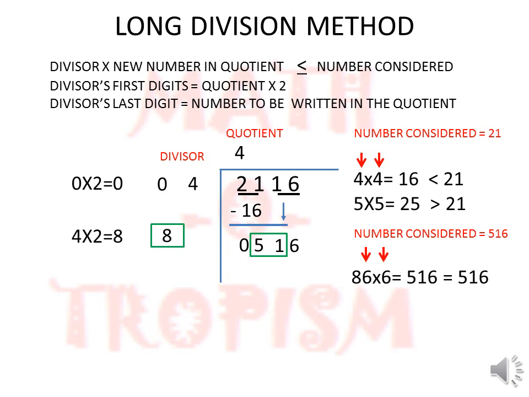So I will try 86 into 6 because I have to put both the quotient and the divisor's last digit as the same. So 86 into 6 now becomes 516, which is nothing but the number considered. So I can put 6 in the quotient as well as 6 in the divisor's last digit. I'll get 516, so the remainder becomes 0. So this means the square root of 2116 is 46.